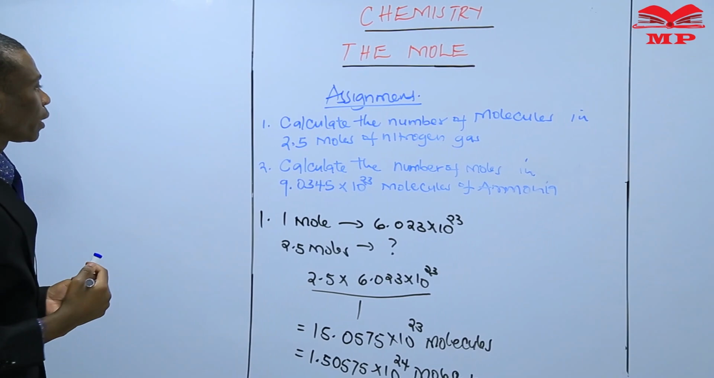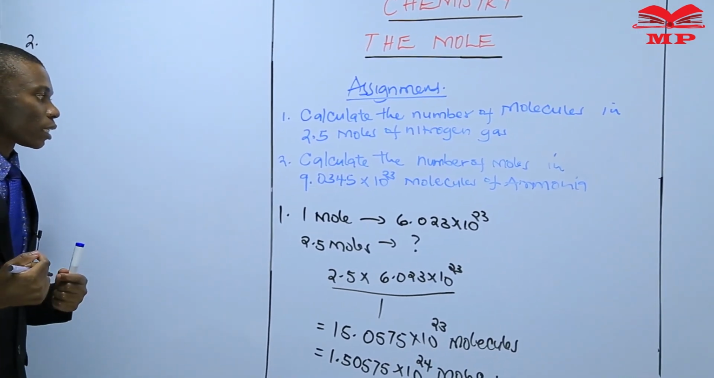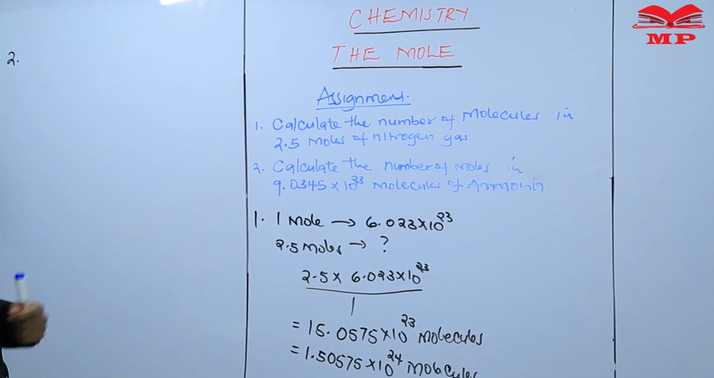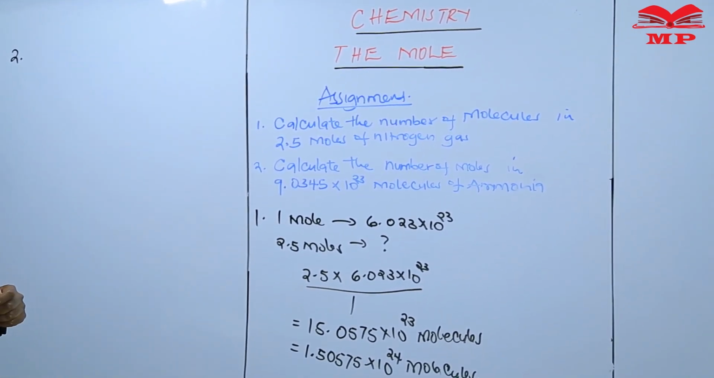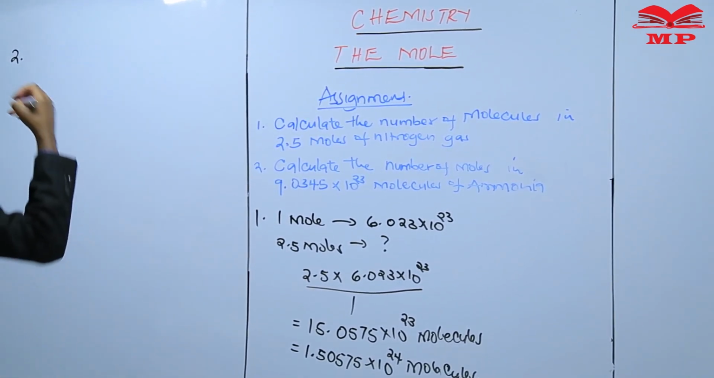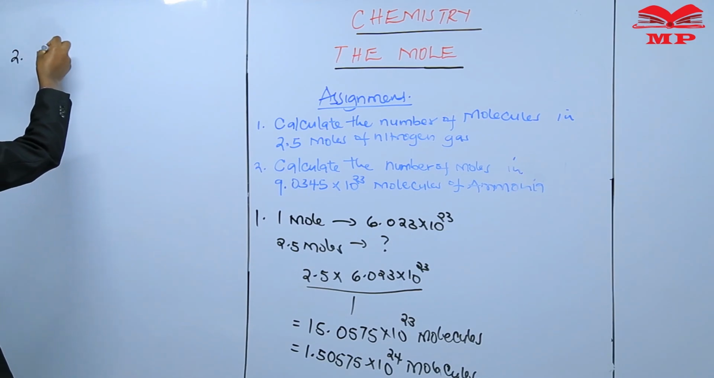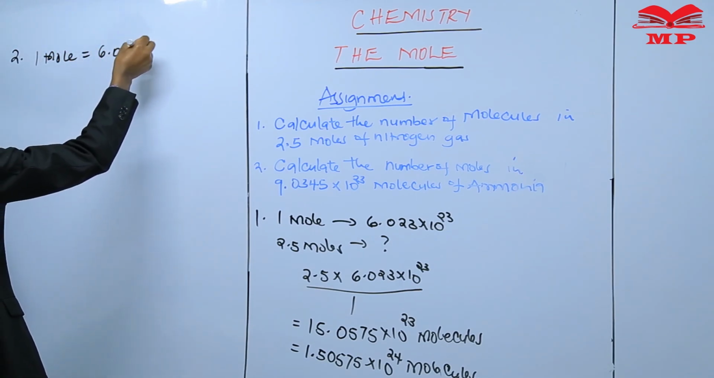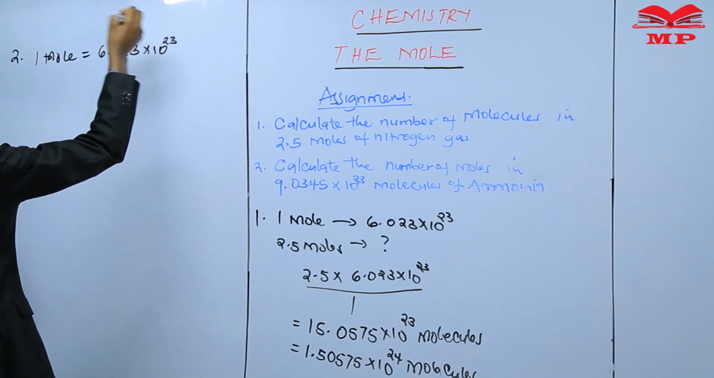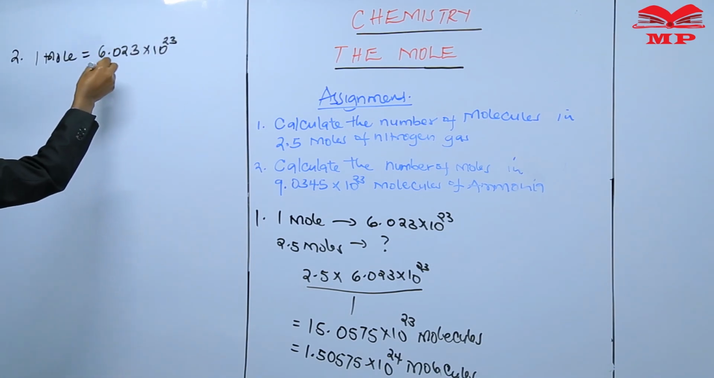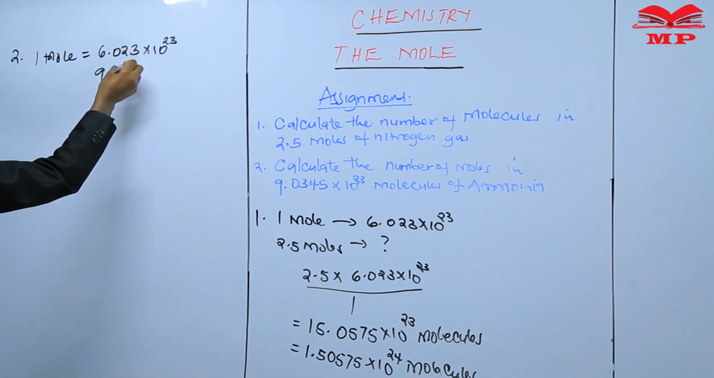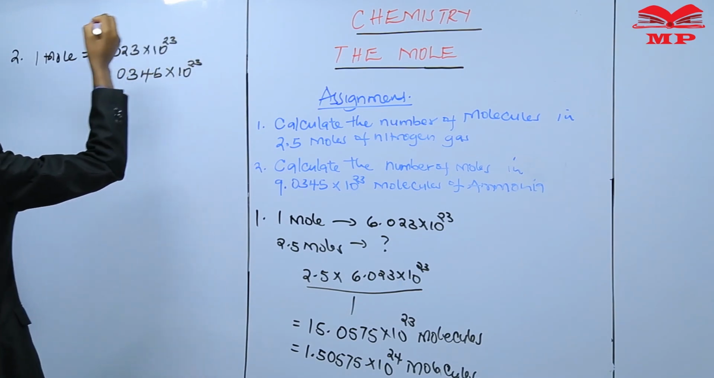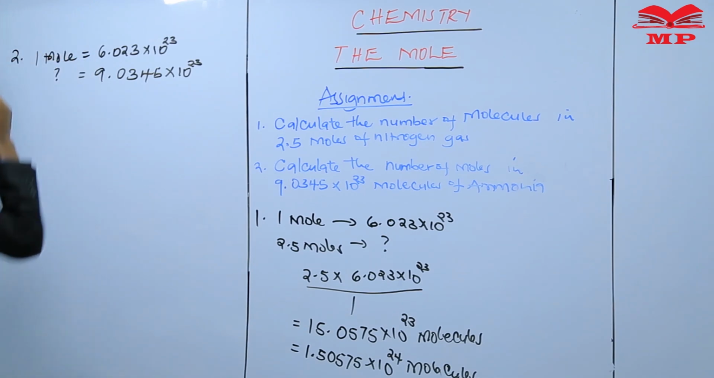In the second question, calculate the number of moles in 9.0345 times 10 raised to power 23 molecules of ammonia. You know that 1 mole is equal to 6.023 times 10 raised to power 23. Now what about 9.0345 times 10 raised to power 23? That is how many moles?